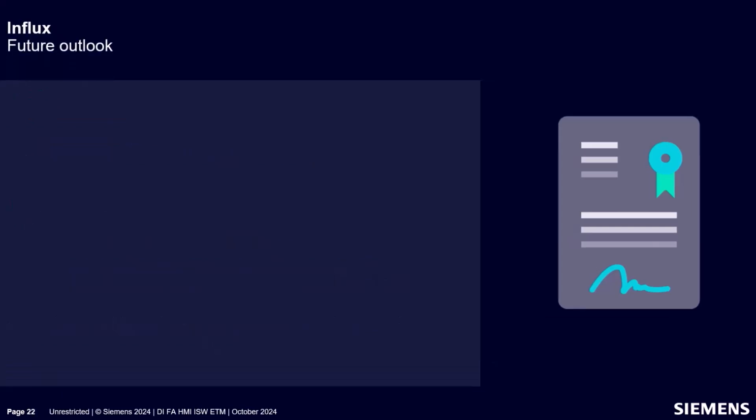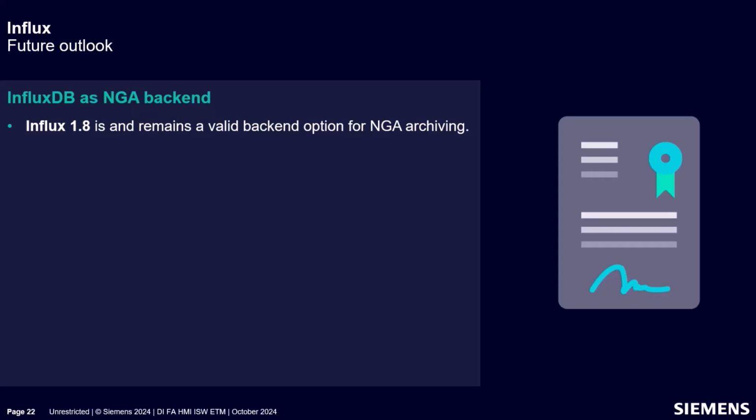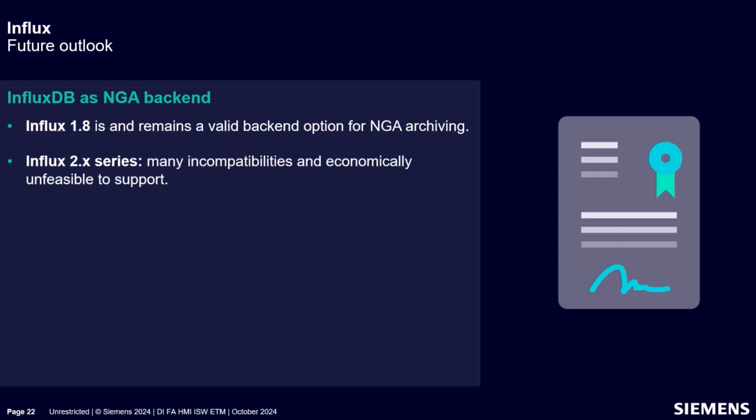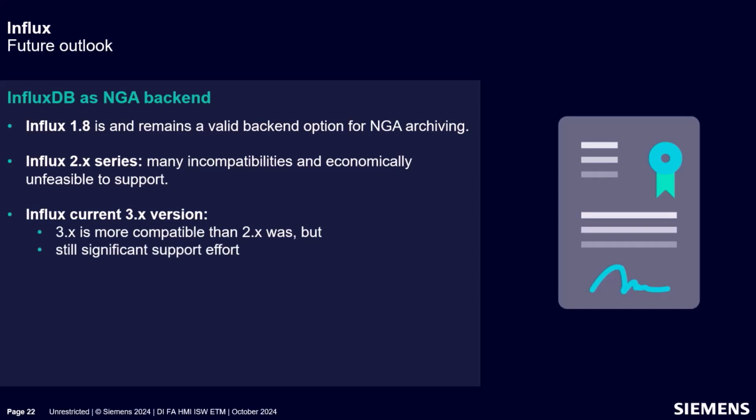What is the outlook for InfluxDB as NGA backend? InfluxDB 1.8 continues to be a valid backend option for NGA archiving. However, Influx decided to release the 2.x series with many incompatibilities, making it economically unfeasible to support. While the current version of InfluxDB 3.x is more compatible than version 2.x, we still expect significant effort to support it due to frequent changes Influx is making with version 3.x.